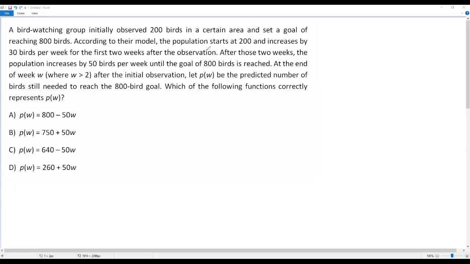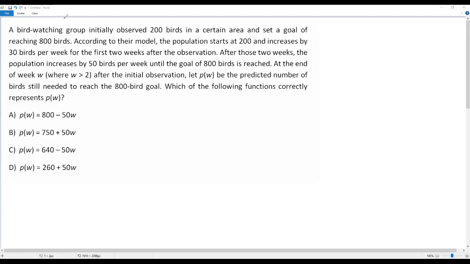According to their model, the population starts at 200 and increases by 30 birds per week for the first 2 weeks after the observation. After those 2 weeks, the population increases by 50 birds per week until the goal of 800 birds is reached. At the end of week W, where W is greater than 2, after the initial observation, let P of W be the predicted number of birds still needed to reach the 800 bird goal. Which of the following functions correctly represents P of W?